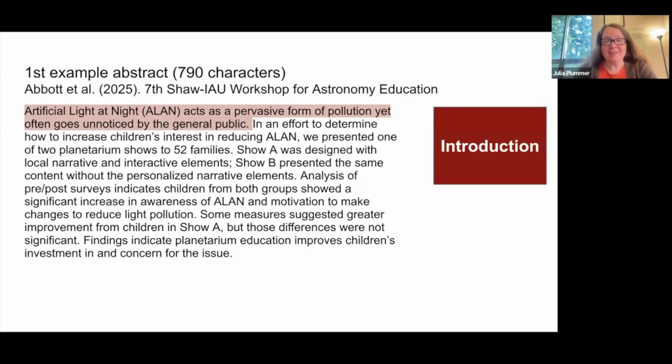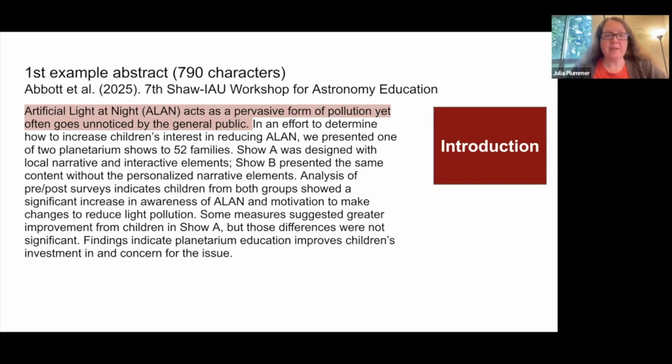So what does that look like in such a short amount of space? I'm going to walk through 2 example abstracts. These are from myself or my colleagues that have given permission to use these for this purpose. So the first is an abstract that is 790 characters, so it's getting close but not over the limit. And it starts with an introduction that sets the context and the purpose of this study.